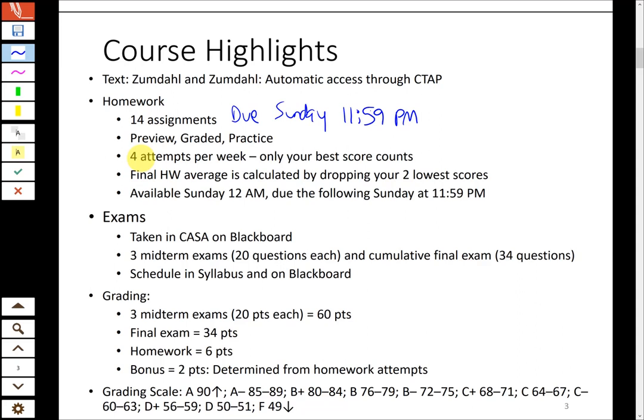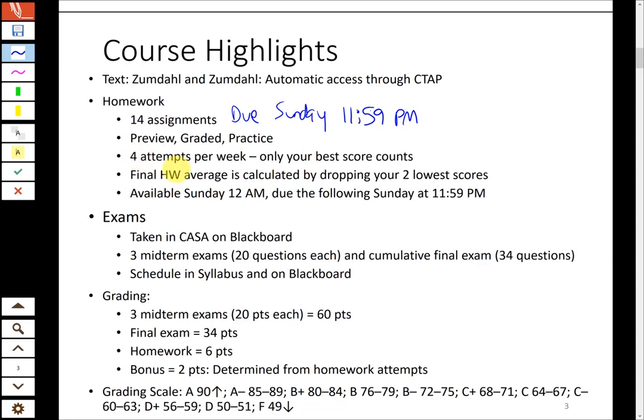I have some statistics in a file in Blackboard that you can read that show that the students that do all 4 homework attempts per week perform much better in the course. So if you want to pass the course, get a B, or a C in particular, then doing all 4 homework attempts per week is sort of the minimum of your effort and something that you all should be doing.